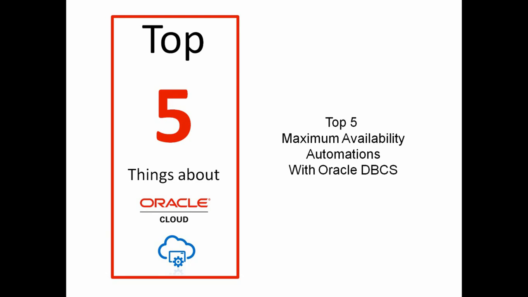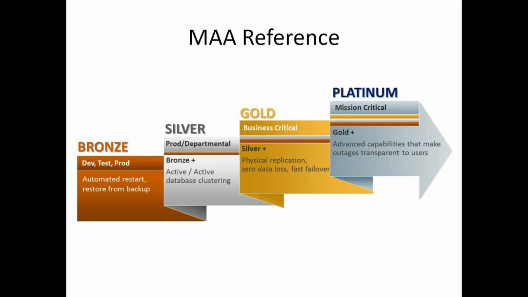My name is Ganesh, and today we're going to talk about the top 5 maximum availability automations with Oracle Database Cloud Service. But before we get there, let's understand the maximum availability architecture reference points. There are 4 levels starting from bronze and going up to platinum.